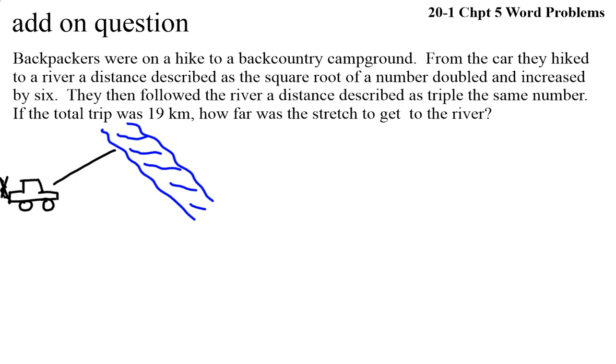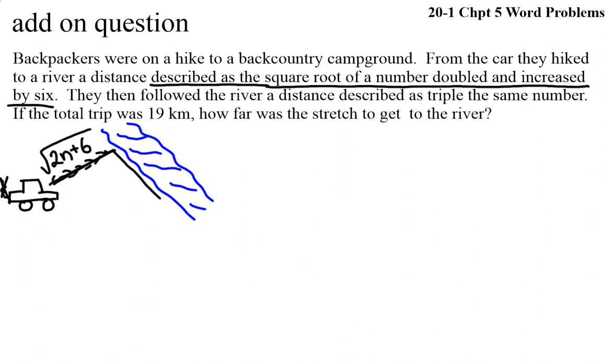They hiked to the river a distance described as square root of a number doubled and increased by 6. So the distance to the river was described as the square root of a number doubled, so there's double a number, n, and increased by 6. So there's the distance they walked to the river. Then what did they do? They then followed the river for a distance.